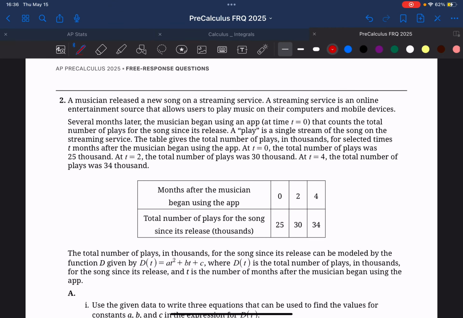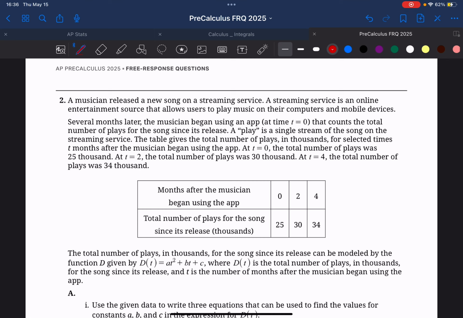Okay, this is AP Pre-Calculus 2025 FRQ questions. I'm going to go over the sample answer for number 2. It says a musician released a new song on a streaming service. A streaming service is an online entertainment source that allows users to play music on their computers and mobile devices.